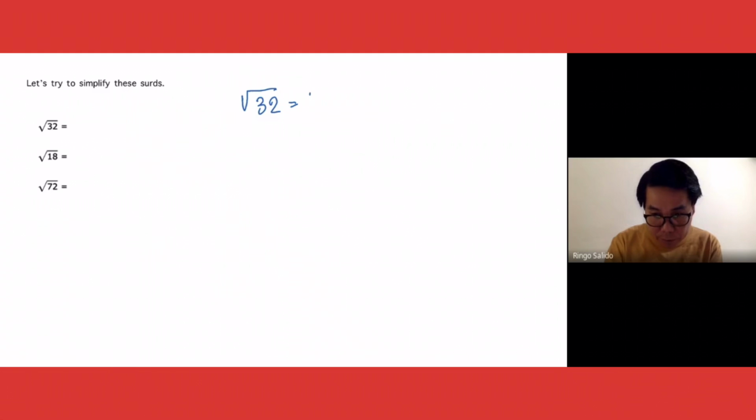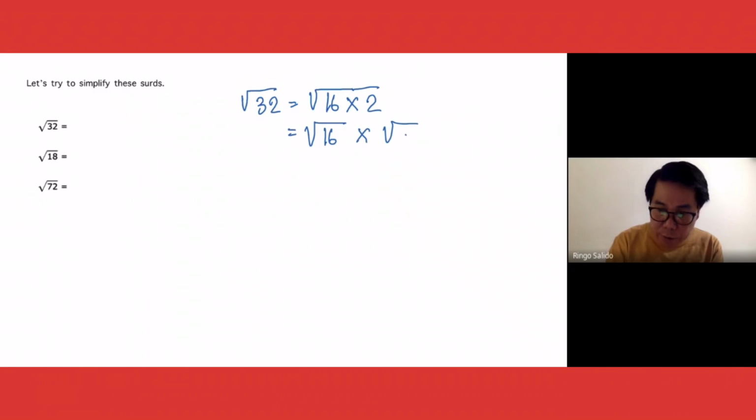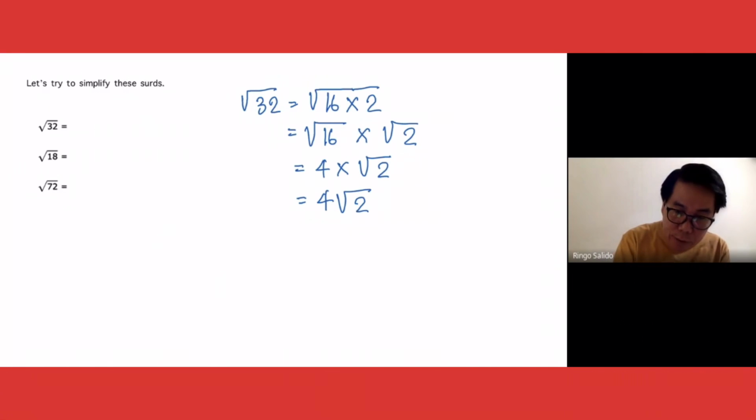So we have square root of 16 times 2. Then square root of 16 times square root of 2. Then square root of 16 is 4, times square root of 2, which is equal to 4 times square root of 2. So 4 times square root of 2.